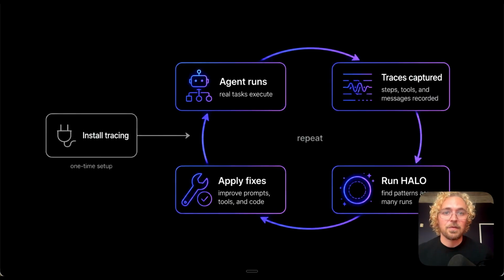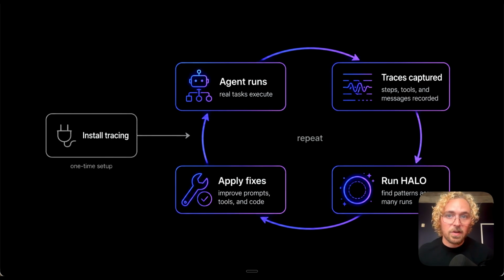But the actual workflow that you need to know is pretty simple. The first step is just sending traces into the platform, and this can be with our trace library, LangFuse, Phoenix Arise, or even just a direct JSONL upload. And once those traces are in there, you can run HALO on them, and it will produce a report with the specific recommendations on how to fix your traces.